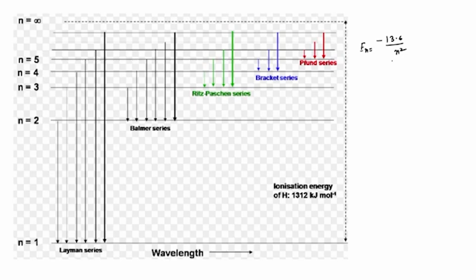So, that is why these energy differences decrease as you go higher up in n, and this is just schematically shown. These are the Balmer series, also called the Ritz and Paschen series, and the Brackett series and Pfund series, and so on and so forth. Now, the ionization energy of the hydrogen atom is taken as minus 13.6 electron volts.